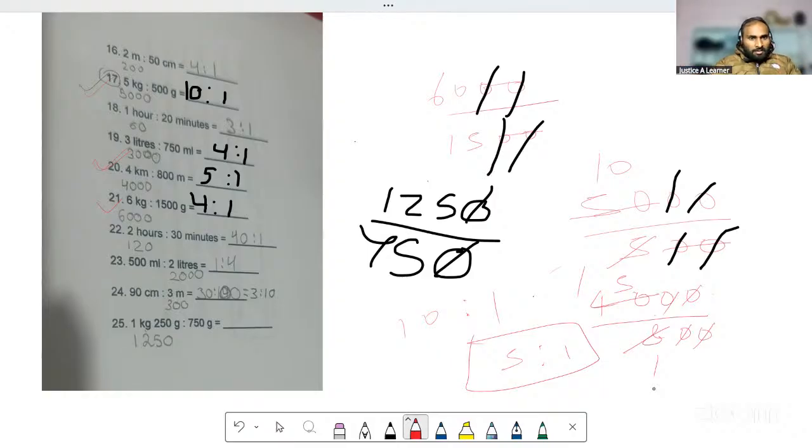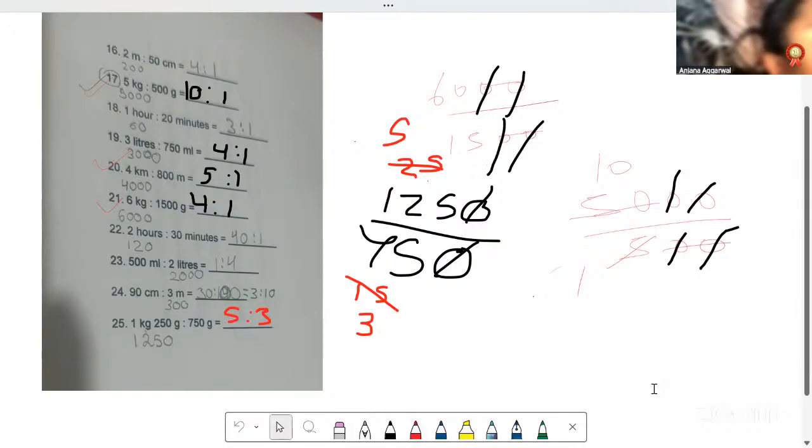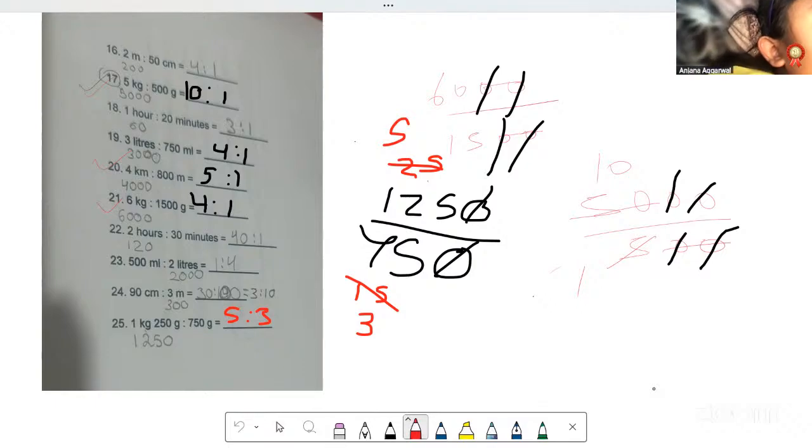Then this 22. Okay, this is 120 upon 30. So how come it would be 40? You did not cancel out the 0. How can it be done 140? Not like that. Question number 22. 120 and 30. 0, 0 is cancelled. And then 3 and 12. So we don't need the 0. So how much would it be? 4 to 1, or 4 ratio 1. Correct. Now, what about this?